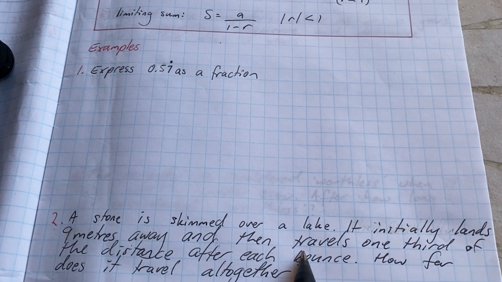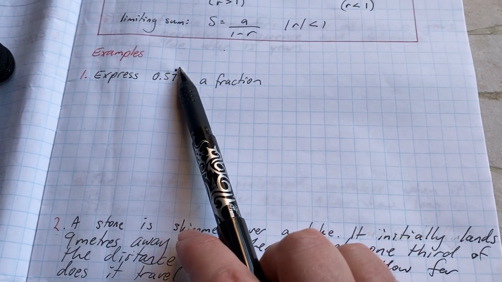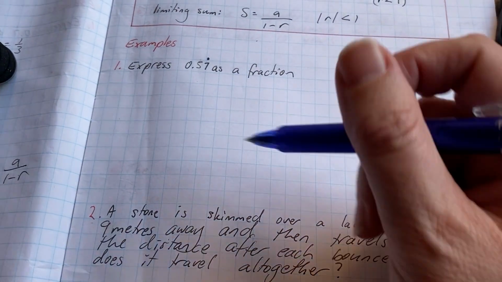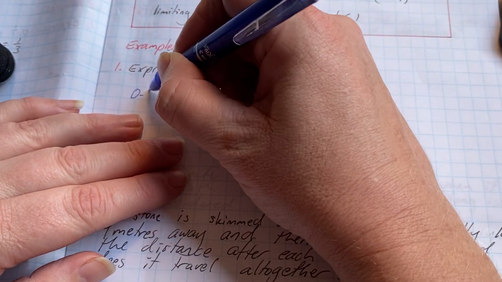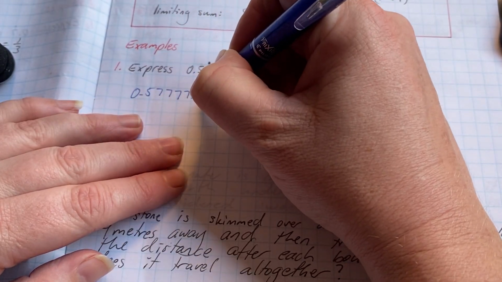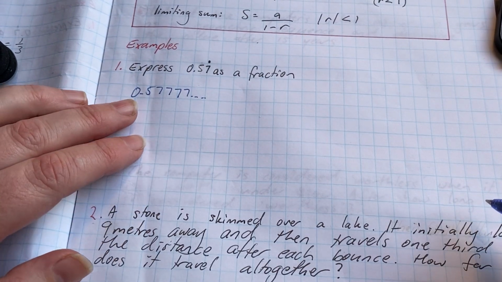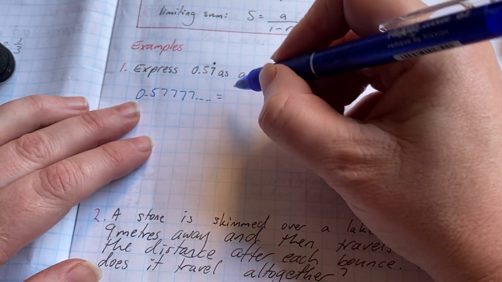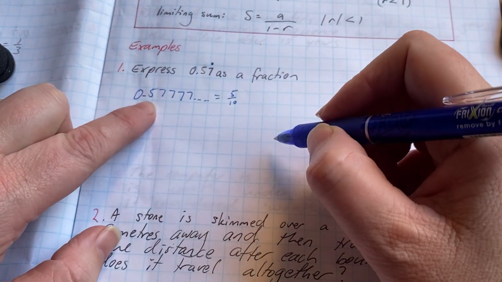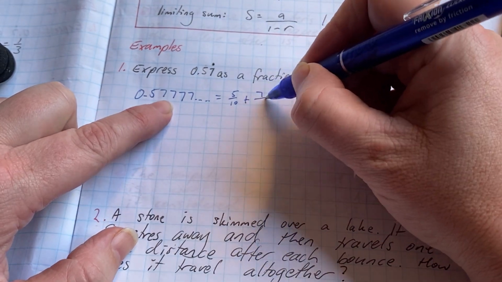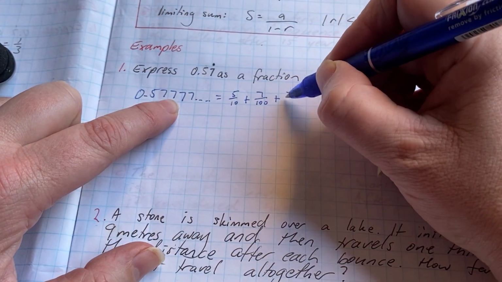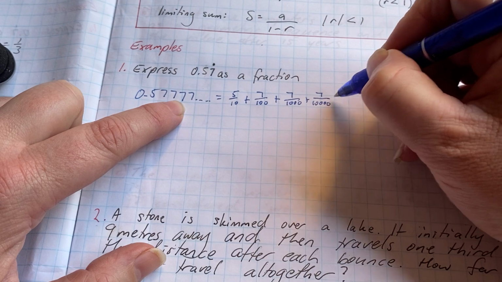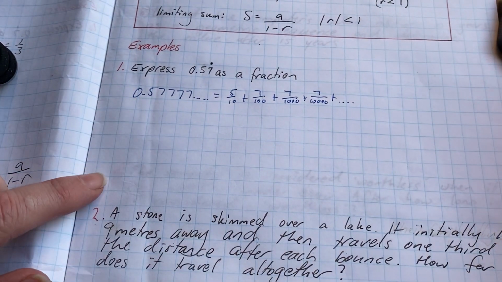So here's my first example. We're going to express 0.57 recurring as a fraction. So with this one, it's just the 7 that repeats. So 0.577777... One way to do this is to express it as a series. So we've got 5 on 10, 5 tenths, plus 7 hundredths, plus 7 thousandths, plus 7 over 10,000, and that's going to keep going on forever and ever and ever.